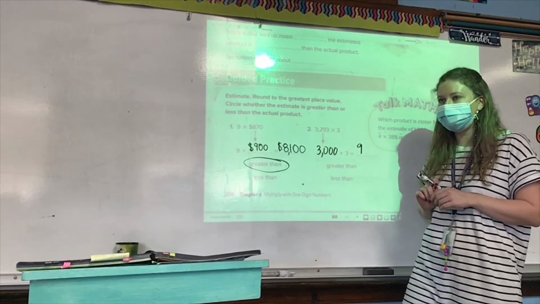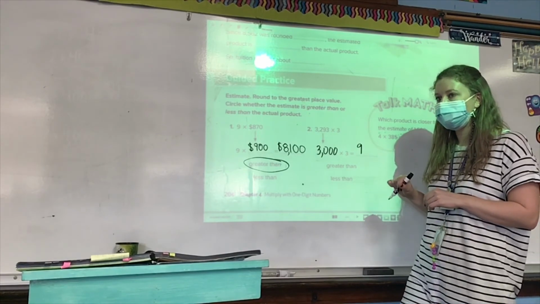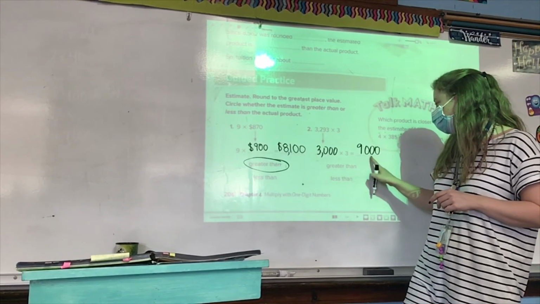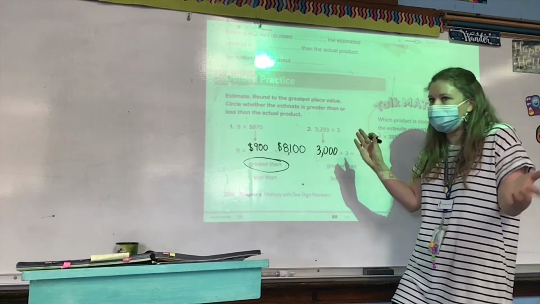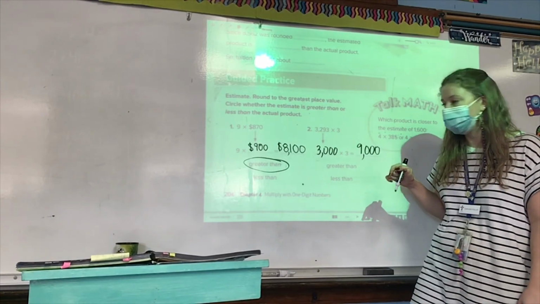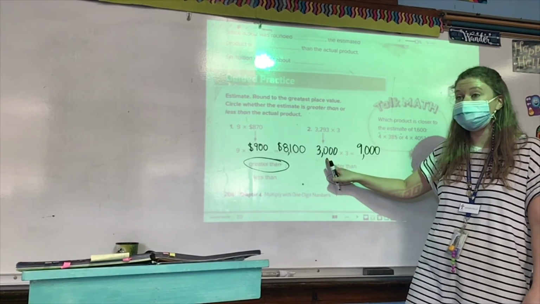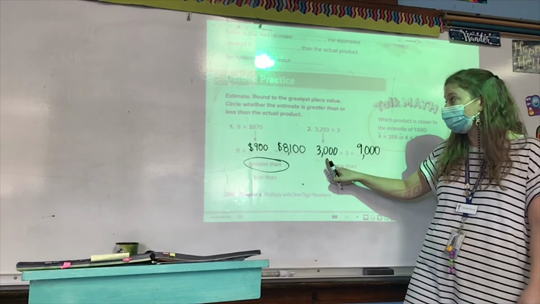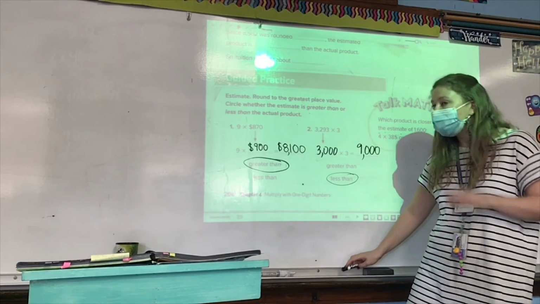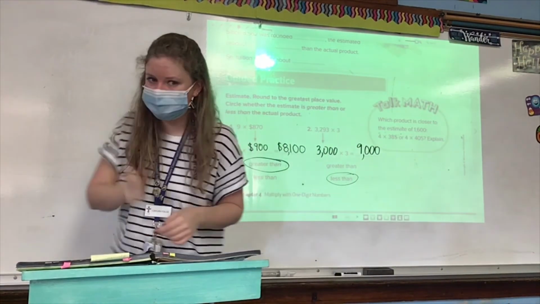How many zeros are at the end of our factors? 3. So how many will be at the end of our product? 3. 1, 2, 3. Place our comma. 1, 2, 3, comma, 1, no comma. No dollar sign. Is our estimated answer greater than or less than our actual answer? Less than, because our estimated factor is less than our actual factor. It's weird that there's 3,000 times 3, and there's 3 zeros. That is funny. Lots of 3s.